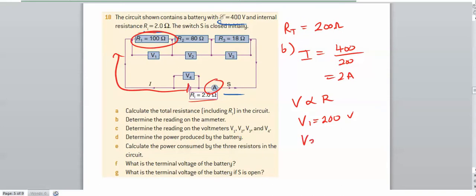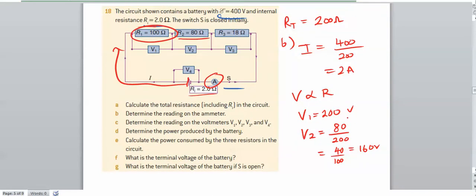V2 is going to be, well, if we think about 80 over 200 as a fraction, that's going to be the same as 40 over 100. So 40% of the voltage is going to go across this one here. So 40% of 400, well, 10% is 40, so 40% is 160. So there's going to be 160 volts across there.